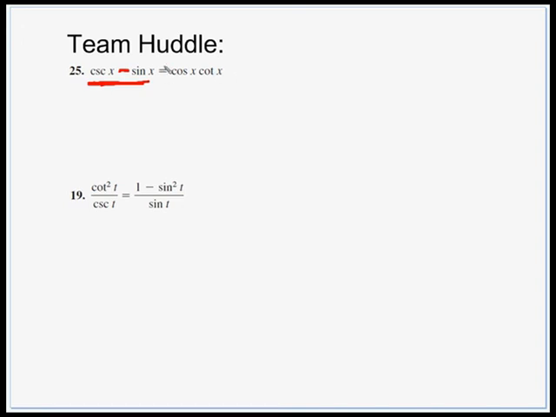So I'd use some reciprocal identities on there maybe. Maybe turn them into fractions, get a common denominator. 25 is a little tricky. In number 19, I would do sort of like we did in the last one.